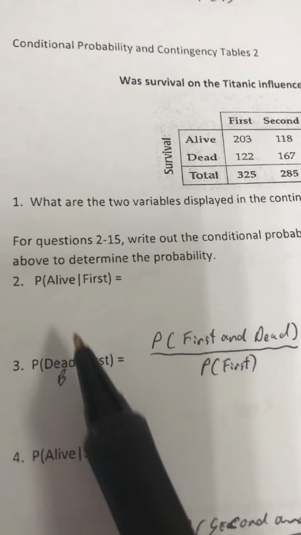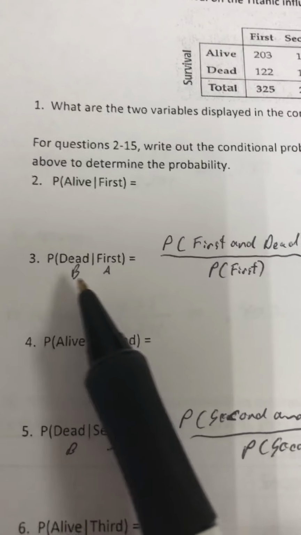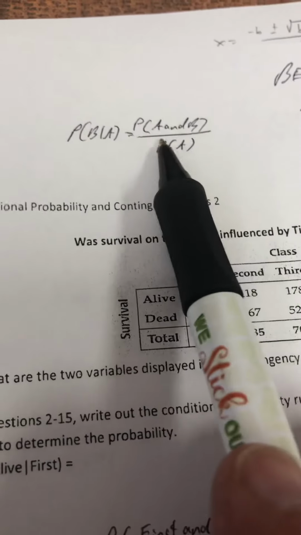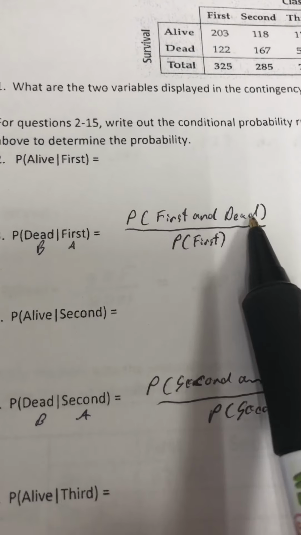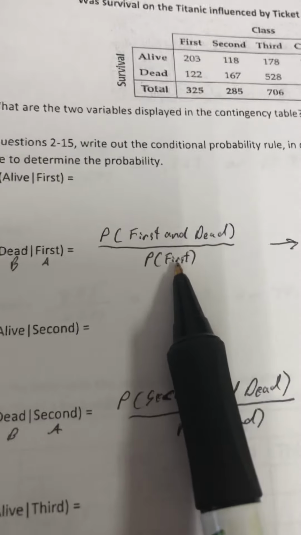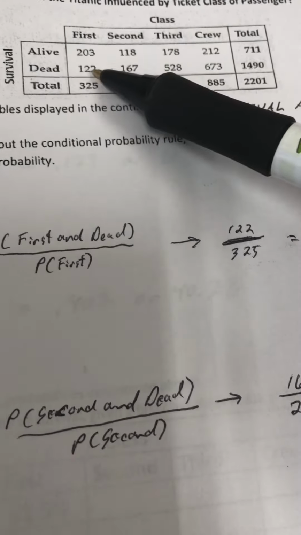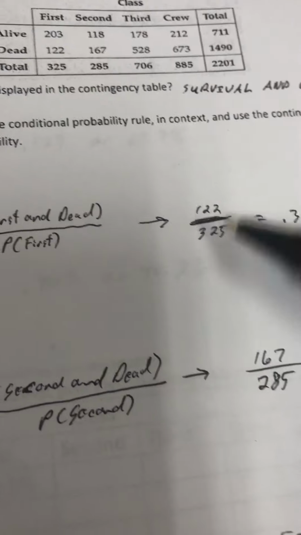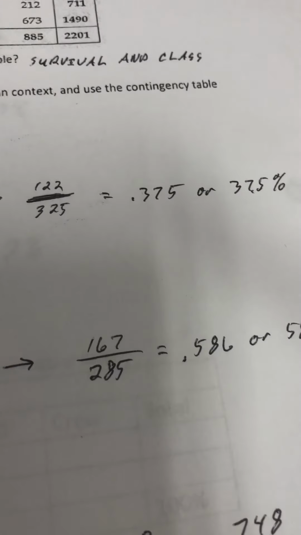The probability that B given A happens, okay? The way that we do that, I label my B and my A so that I know that at the top I want the A and B together divided by just the A. So my B and my A here are first and dead divided by first class. So the numbers, you have first and dead, 122, and then just first is 325, so 122 over 325. So you had a 0.375 or 37.5%.